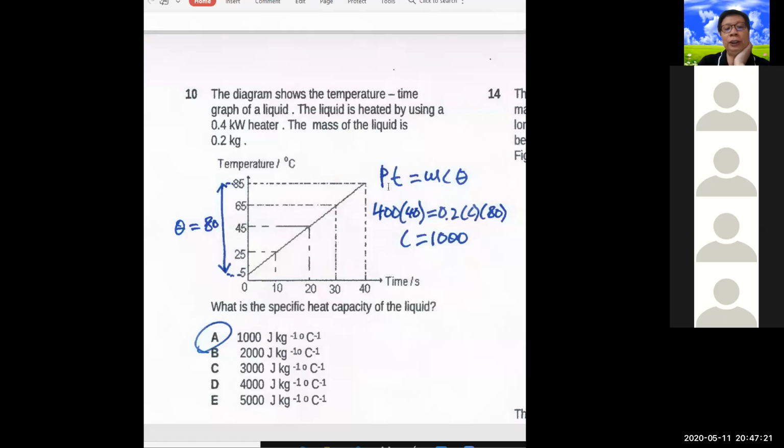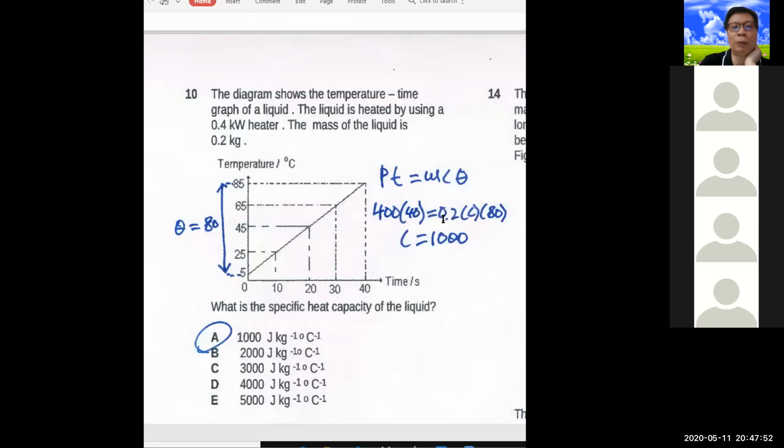Our formula is Pt equal to mcθ. Power multiplied by time equal to mass, specific heat capacity, and theta. So you want to find the c. Power is 400, okay? 0.4 kilowatt means 400 watt. Time, you take from here. Okay? You take the whole graph. So the time is 0 to 40 seconds. So 40 seconds. Take the whole thing. So time is 40 seconds.